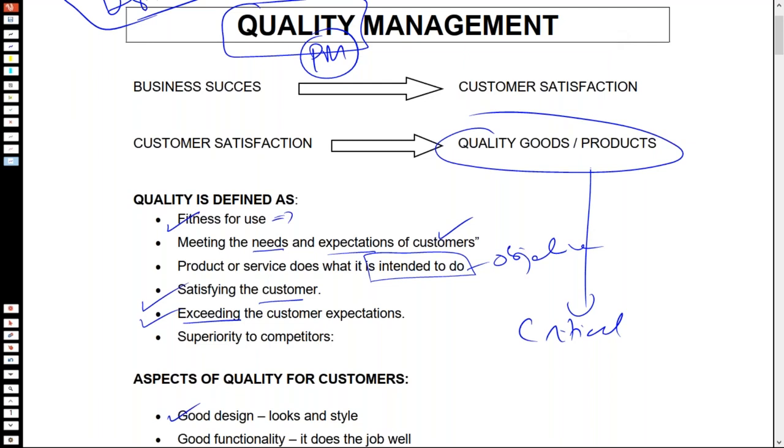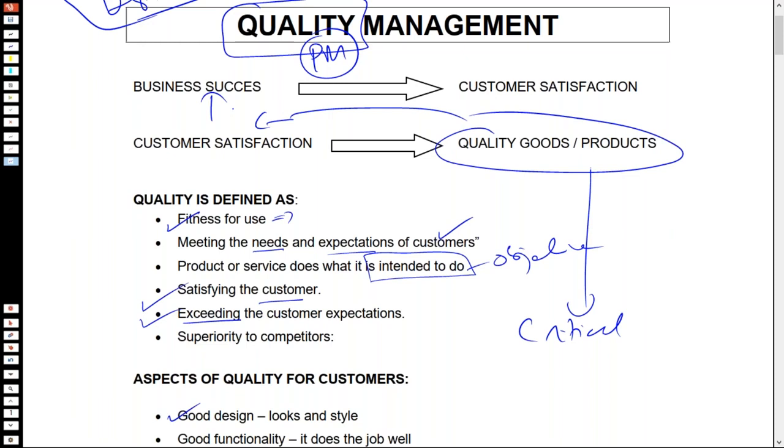So what you need to do is deliver quality goods and quality services. And when you deliver quality goods and quality services, this leads to customer satisfaction. And if customer satisfaction is there, that is what is going to drive sales, enhance your business's revenue, enhance your business's market share, and ultimately your business is going to be able to succeed.